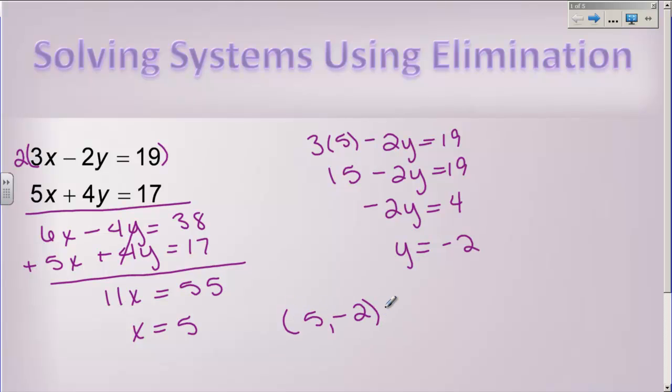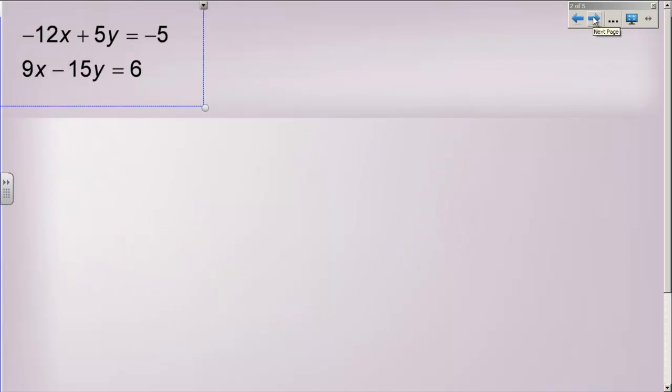So the new part of this from what we did in class today is that you're not going to have coefficients that automatically eliminate, and you may not even have same coefficients, so you're going to have to multiply by something to get them there. So let's try another example. So this one, it's a lot like the second one. I do have opposites. I have a negative and a positive on the x, and I also have a negative and a positive on the y.